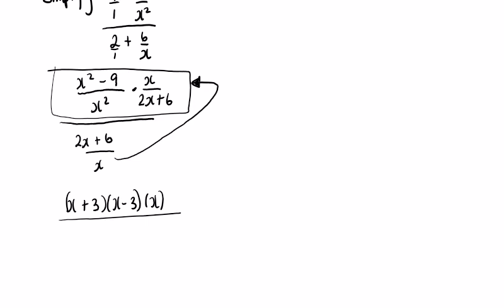Now you should be able to see here that the 2x plus 6 is 2 times x plus 3, and we also have times x squared. So what can cancel here? We can cancel the x plus 3, and we have 1 x on top, and we have x squared on the bottom, so the squared will cancel the x on top. So what we're left with is just x minus 3 on top and 2x on the bottom.